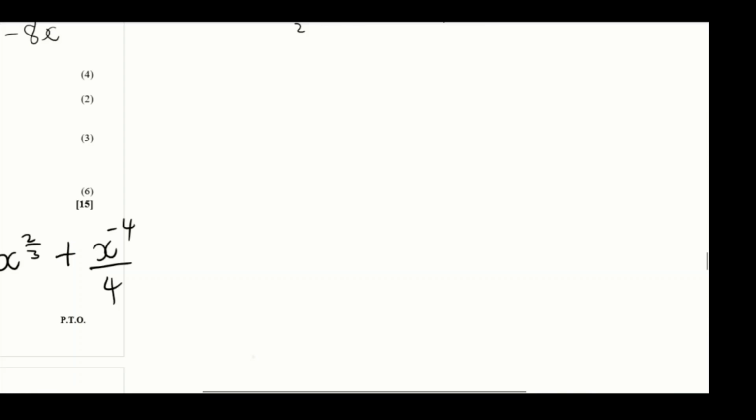So to derive this, okay, this is 3. We're going to drop the power here to the front and subtract 1. Same thing here, we drop the power here and subtract 1. So we're going to say 2 over 3 multiplied by x to the power of 2 over 3 minus 1, plus minus 4 multiplied by 1 over 4 x to the power minus 4 minus 1. Then we'll have 2 over 3 x to the power of minus 1 over 3, minus 4 times 1 over 4 x to the power minus 5.